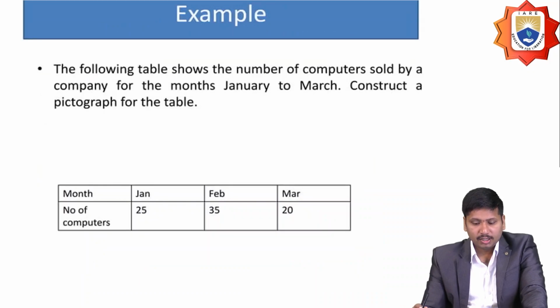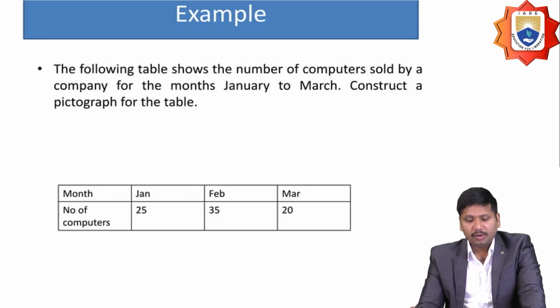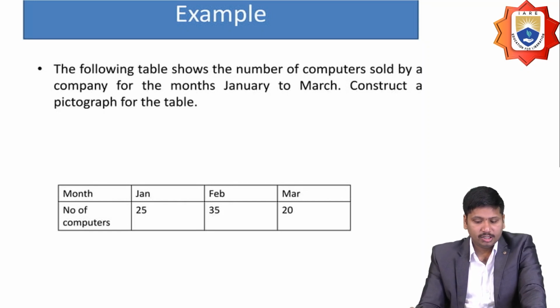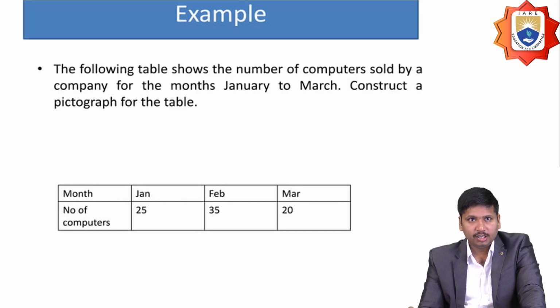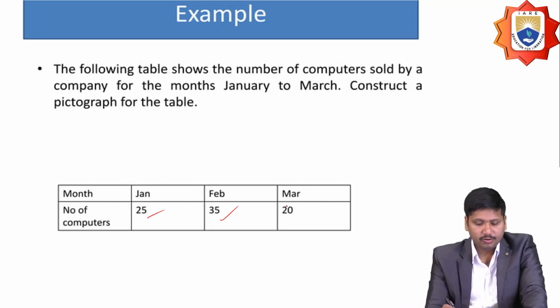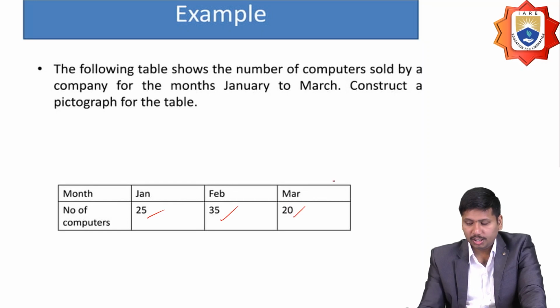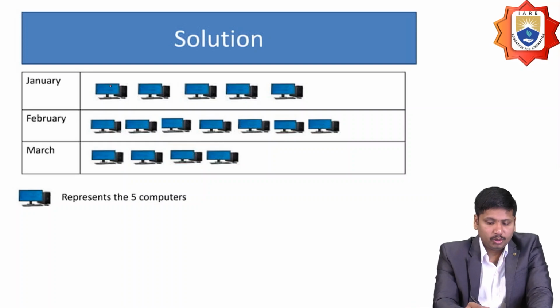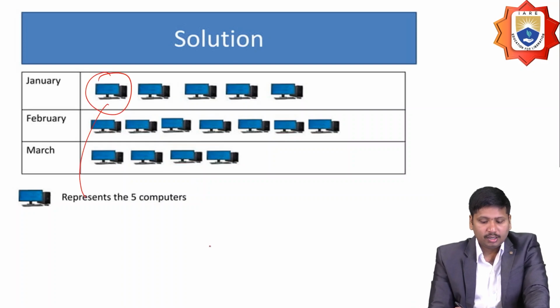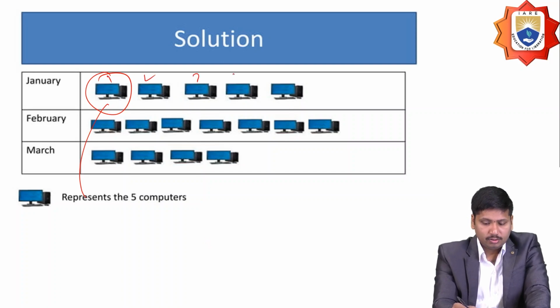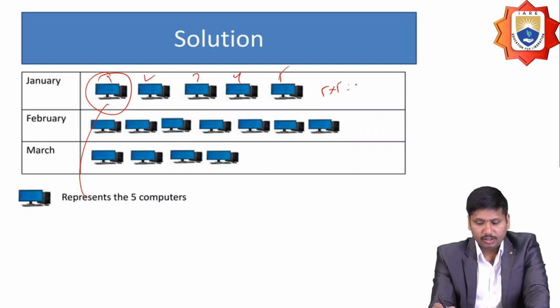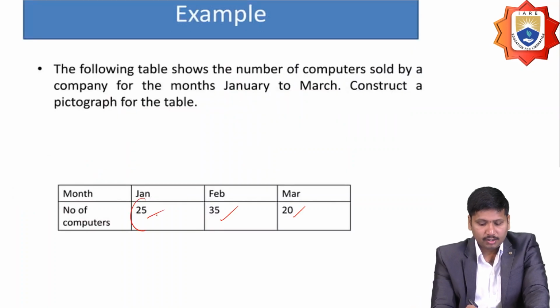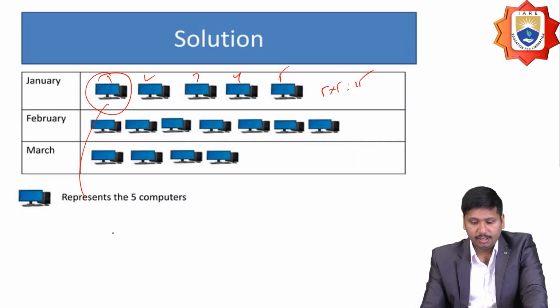So see the example. The number of computers sold by the company for the months January, February and March, and construct the pictogram for the table. In January it is 25, February 35, and March 20. So instead of representing the entire values, I am going to construct each diagram. Each computer represents 5. So totally, 5 into 5, that should be 25. So like this I can represent it simply.